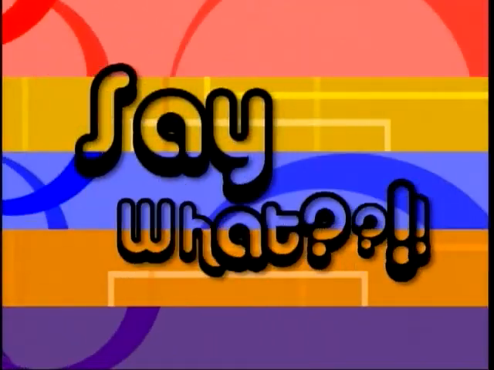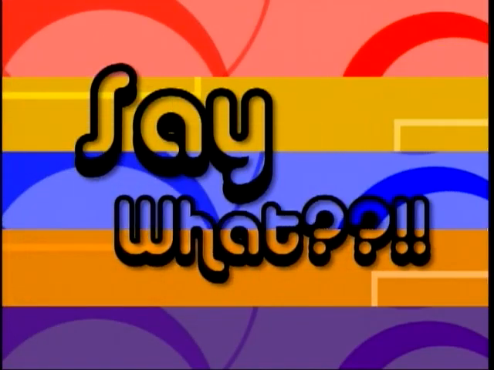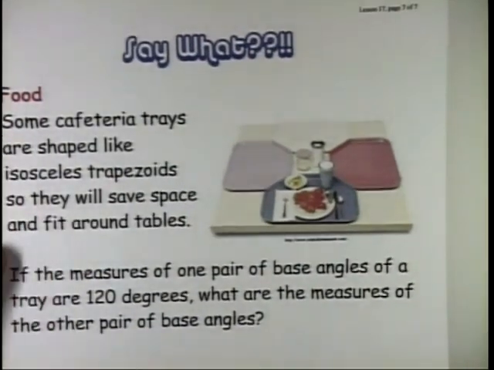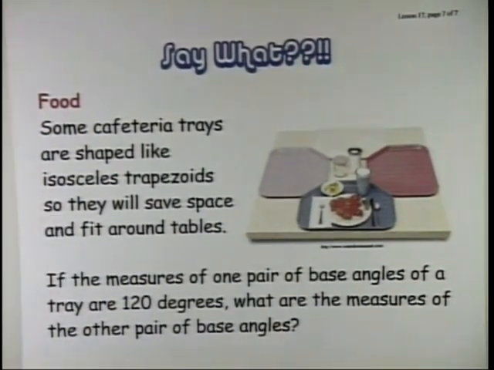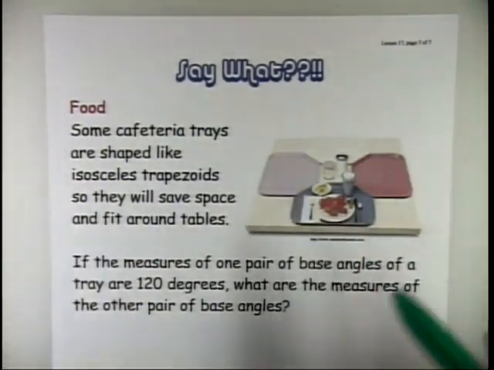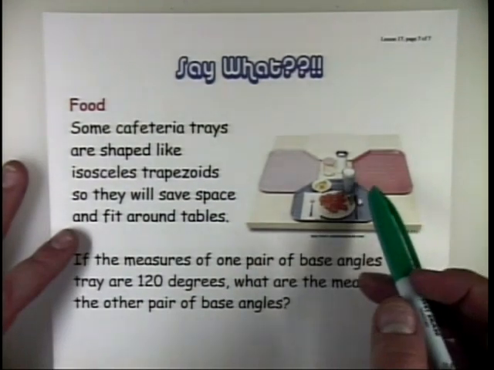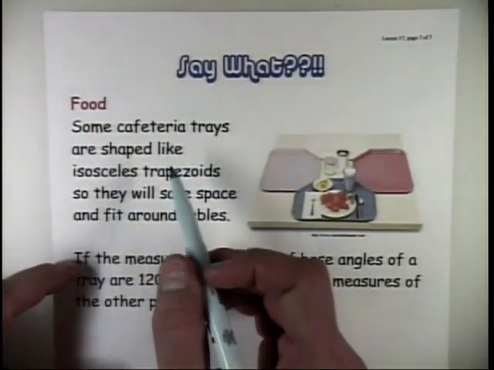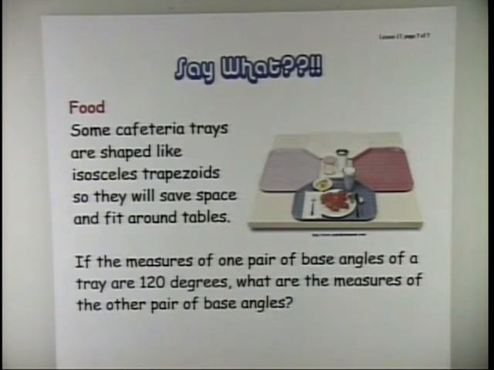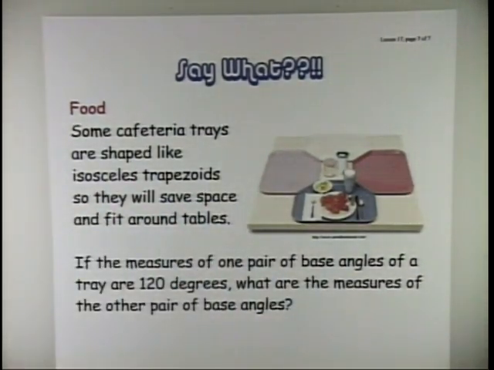All right, now it's time for the part of the program we call the Say What? And I know you're saying what out there. What are we up to today? Well, we're going to look at a nice little application of trapezoids, and it deals with food, which I know is something that everyone is interested in. Okay? Food, food. You might have seen cafeteria trays before that were rectangular, but did you know that some cafeteria trays are shaped like isosceles trapezoids?